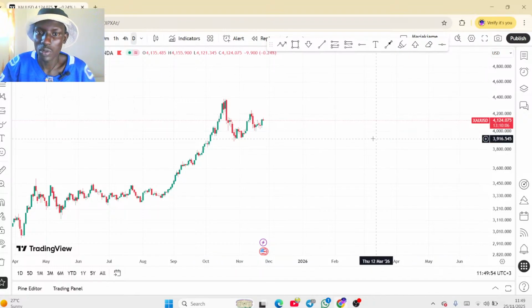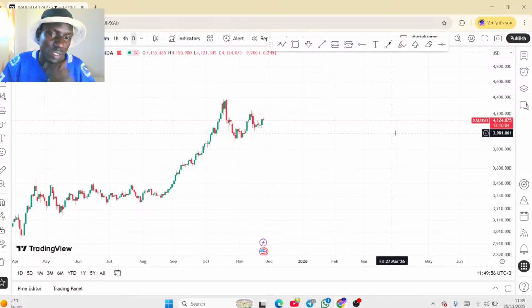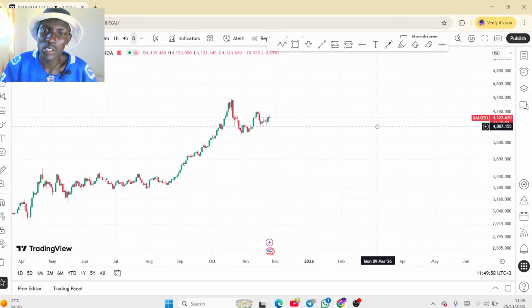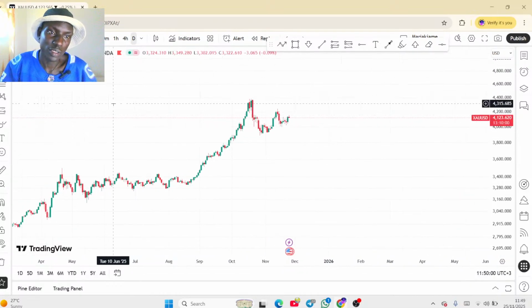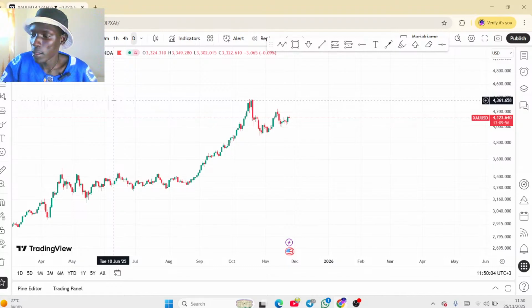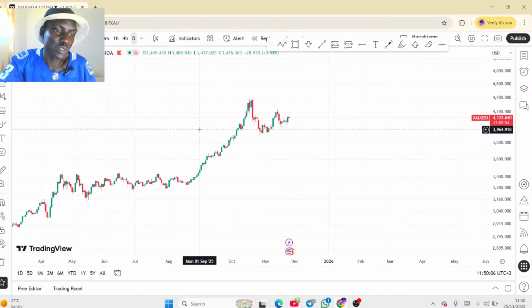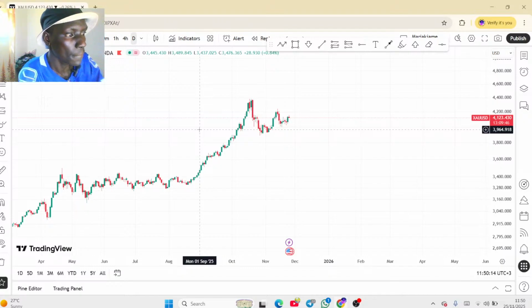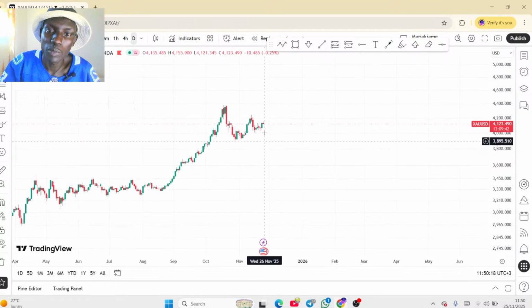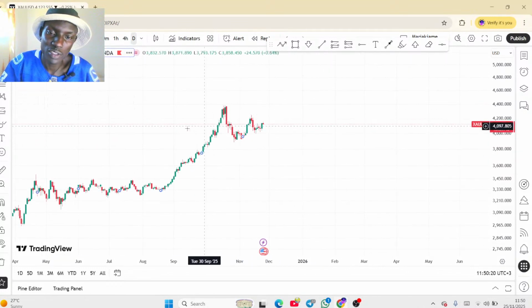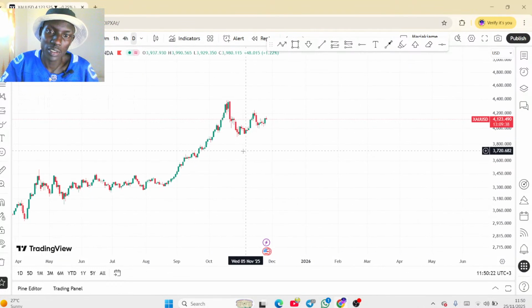We have our pair, which is gold here, as you are seeing it clearly. This is the pair that we are going to trade right now. You can also recommend the pair that you want me to analyze for you. This is my first choice, and it's what I'm going to analyze right here.